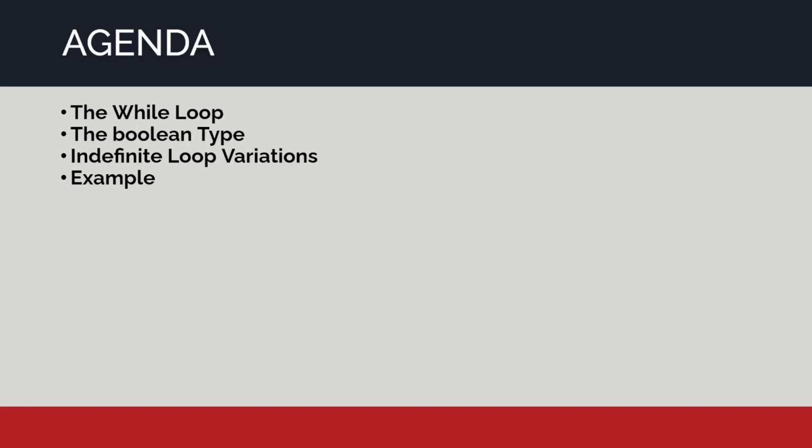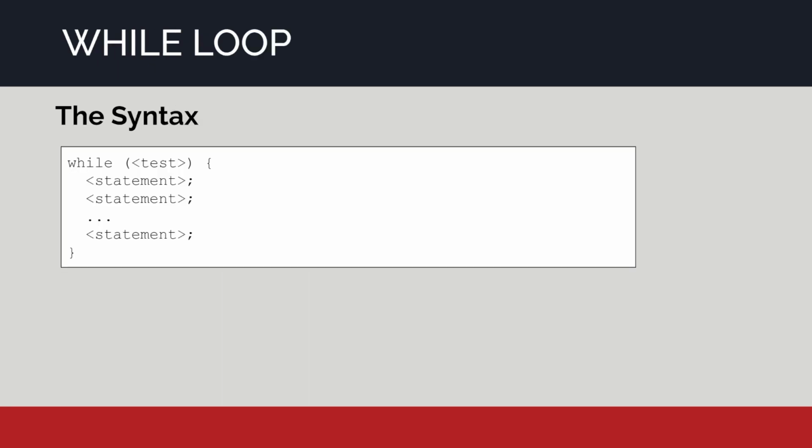Today, we have a shorter list. We're going to talk about the while loop, which is just different syntax. It's actually a different structure entirely than the for loop, how it's useful and how it's similar. The boolean type, which we've been using for a while, but we're just going to clear some things up and go a little deeper in that. And then indefinite loop variations. We'll explain what that means when we get to it, and then we'll wrap up with an example.